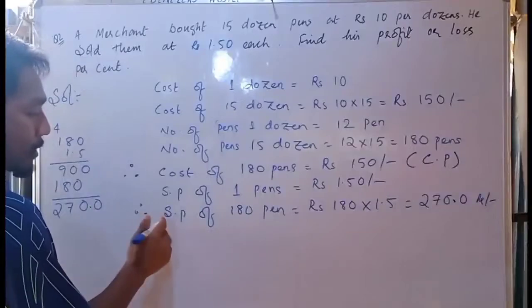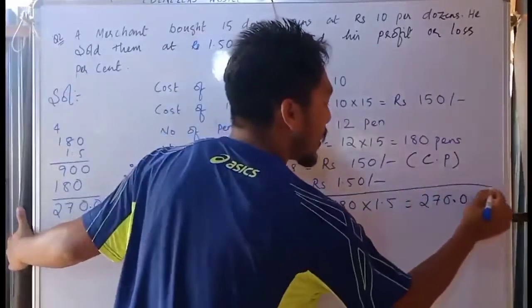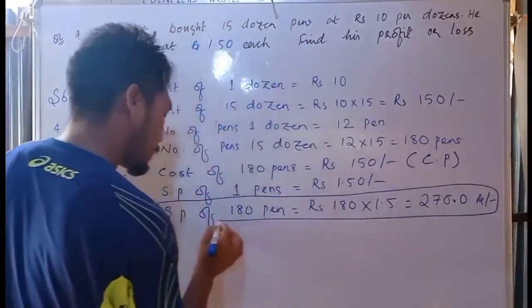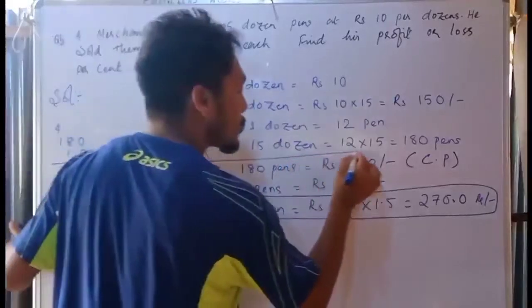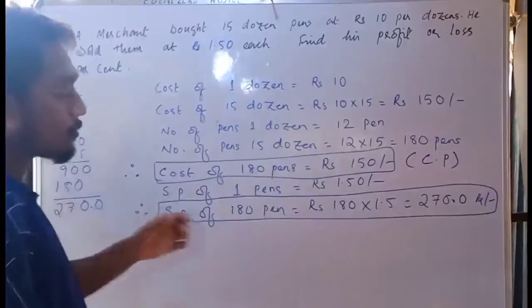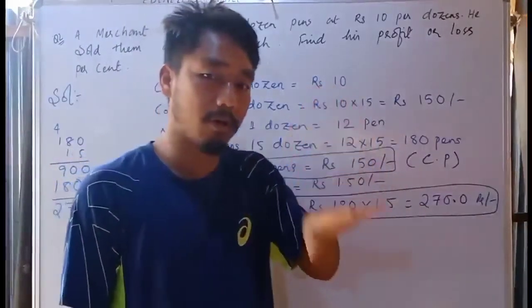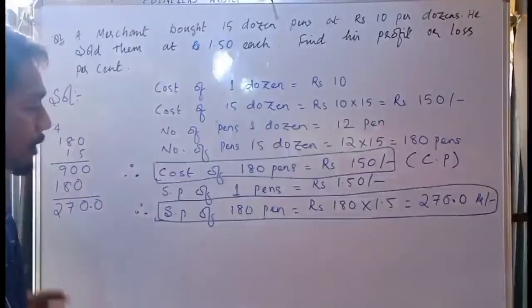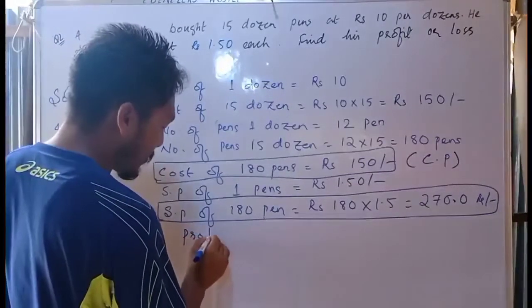Now this is your SP, and this is your CP. Now compare SP and CP. Since SP is 270 and CP is 150, SP is greater than CP, therefore it will be a profit. Why?